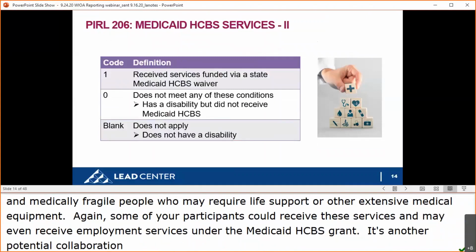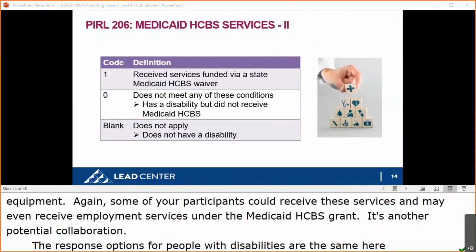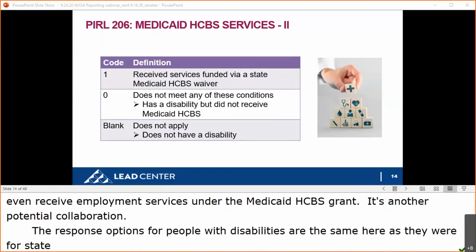The response options for people with disabilities are the same here as they were for state developmental disabilities agencies and local and state mental health agency services. It's yes or no.